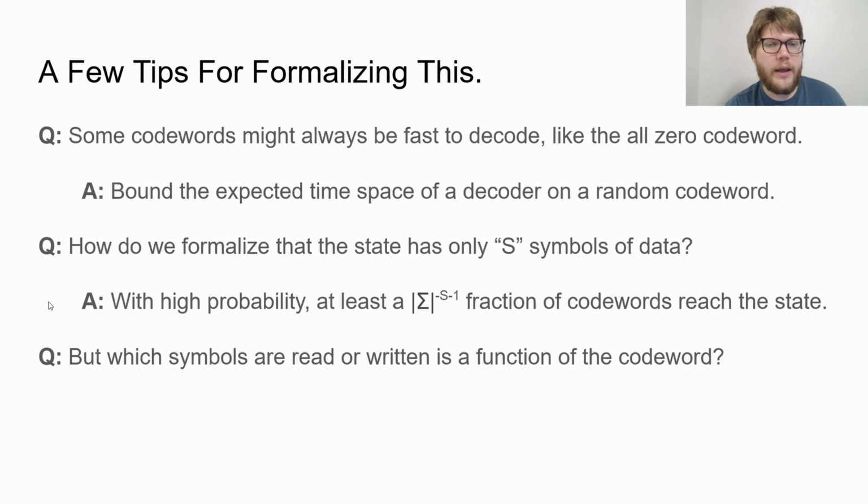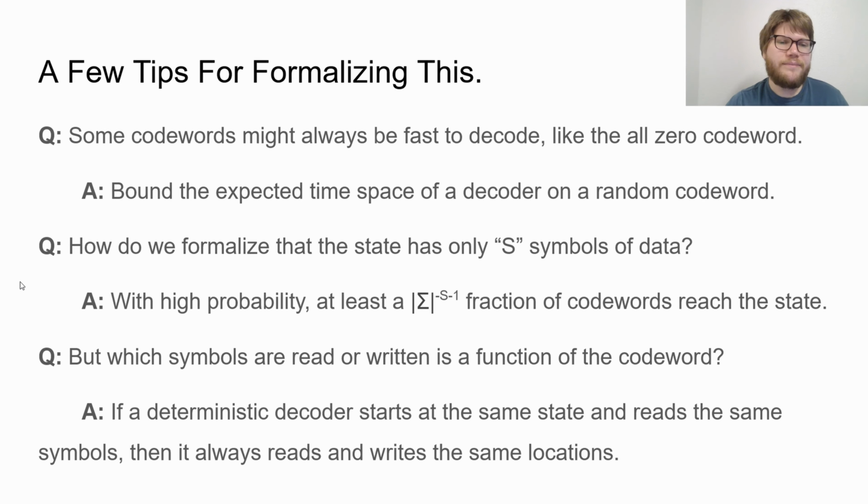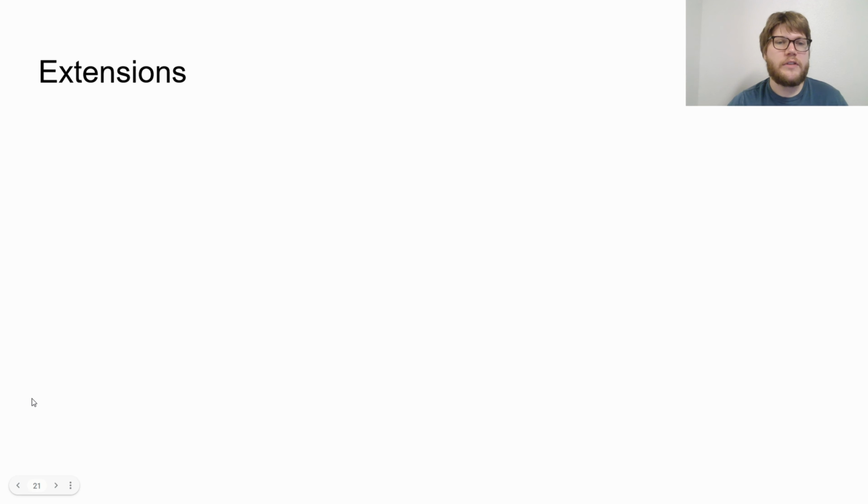Another concern you might have is that the symbols that are read or written are a function of the code word and potentially the corruption on the code word. So how do you make that argument before? Well, it's two things. One, if the decoder is deterministic and it starts at the same state and reads the same symbols, then it always reads and writes to the same locations. But more generally, the counting argument just goes through either way. Doesn't matter.